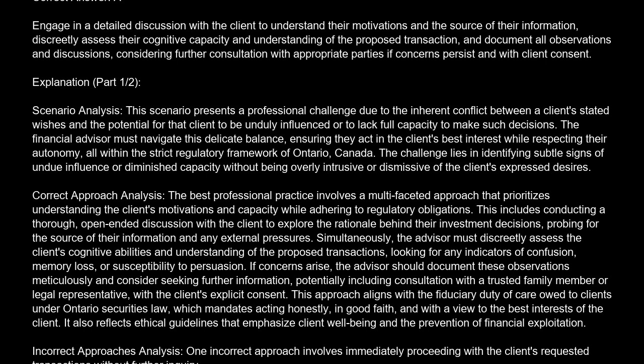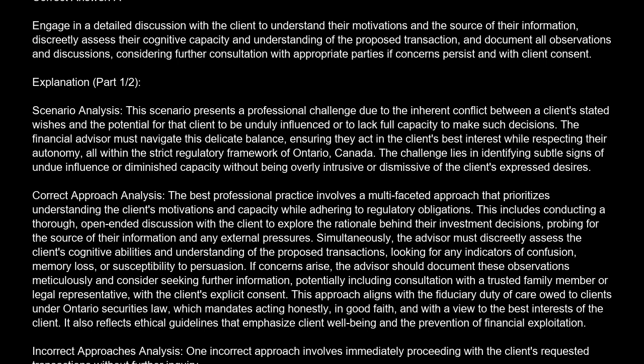This includes conducting a thorough, open-ended discussion with the client to explore the rationale behind their investment decisions, probing for the source of their information and any external pressures. Simultaneously, the advisor must discreetly assess the client's cognitive abilities and understanding of the proposed transactions, looking for any indicators of confusion, memory loss, or susceptibility to persuasion.